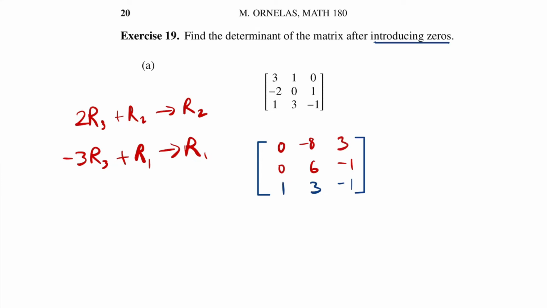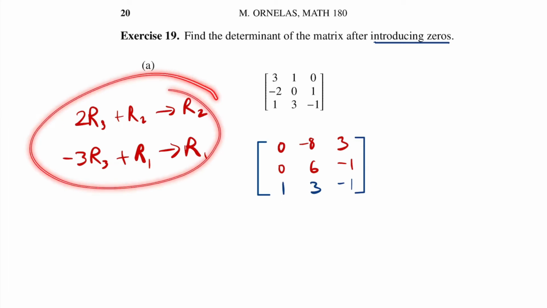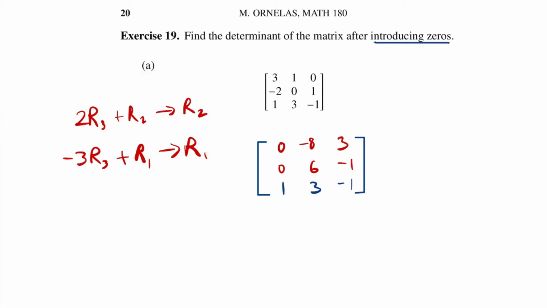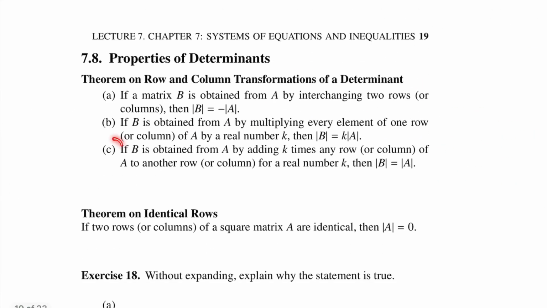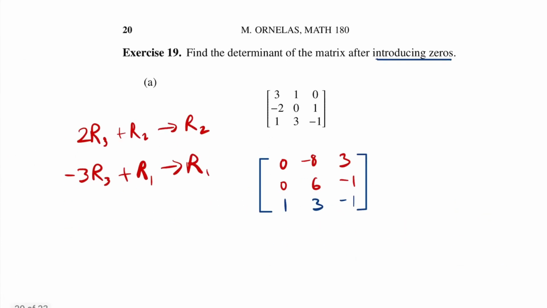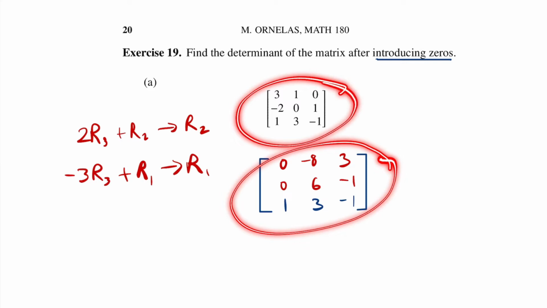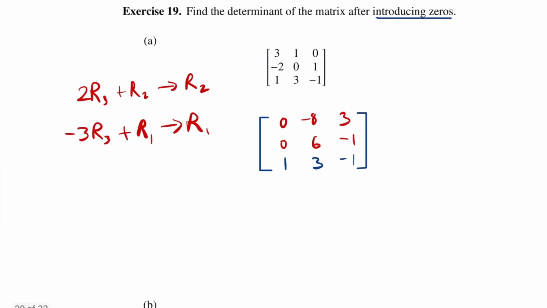Okay, so remember, by doing what I just did, I'm multiplying and adding to a different row. That does not change the determinant because that's what part C says. It says that the determinant will remain the same. So the determinant of this will equal the determinant of that. So that's why we were doing that.